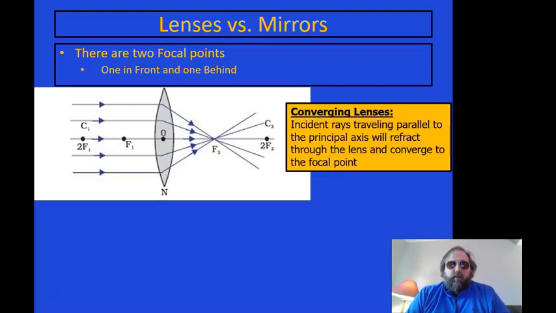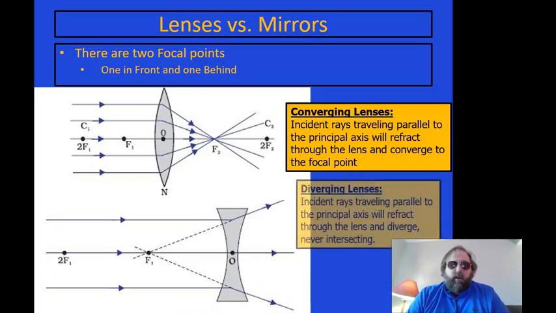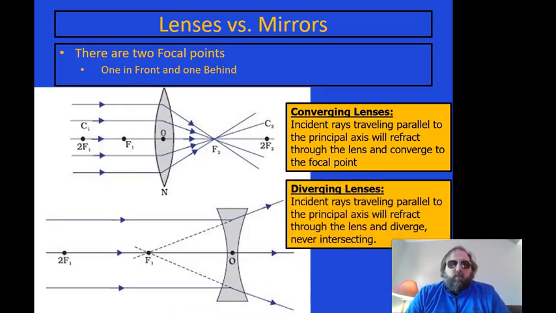So this is a converging lens. It's a converging lens because the incident rays like to come together, to converge. They refract through the lens and converge to a focal point. And then there's the other type of lens. It's this one, a diverging lens. They refract away from a focal point. They come through and then go away, whereas with converging, they come through and go towards. So it kind of goes with the name, converging, diverging.